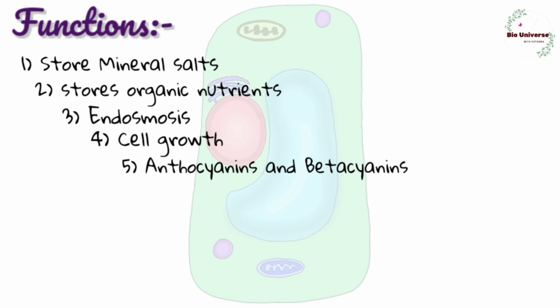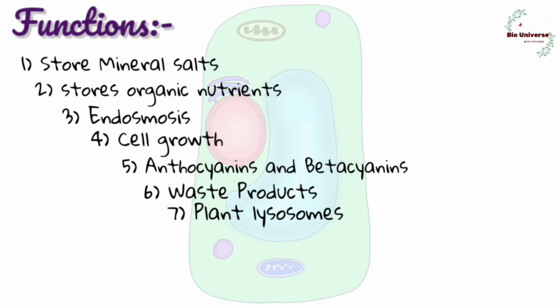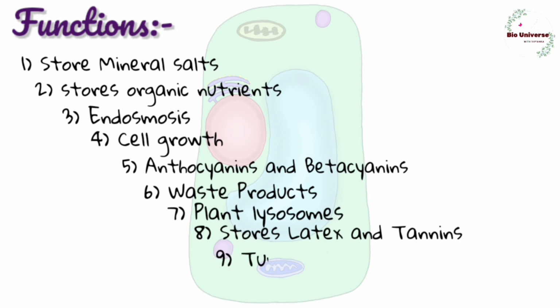5. There are two types of water-soluble pigments, anthocyanins and betacyanins, which are present in sap vacuoles. They provide coloration to a number of flowers and fruits. 6. Sap vacuoles segregate and store waste products from the cytoplasm. 7. Plant vacuoles may have hydrolytic enzymes and function as lysosomes. 8. Latex and tannins are stored in vacuoles. 9. The vacuoles are completely filled with water and exert force on the cell wall. This is known as turgor pressure.